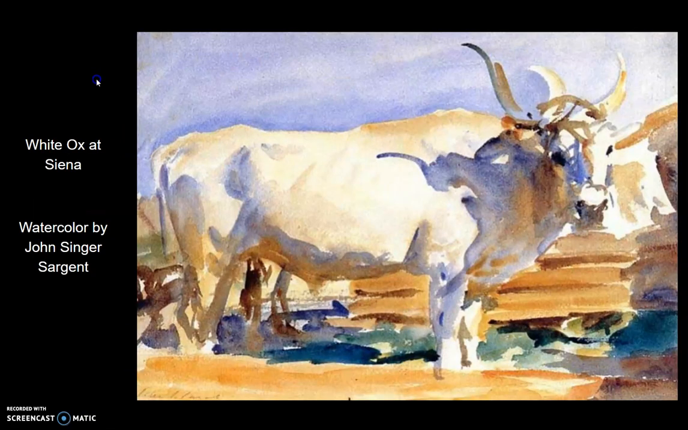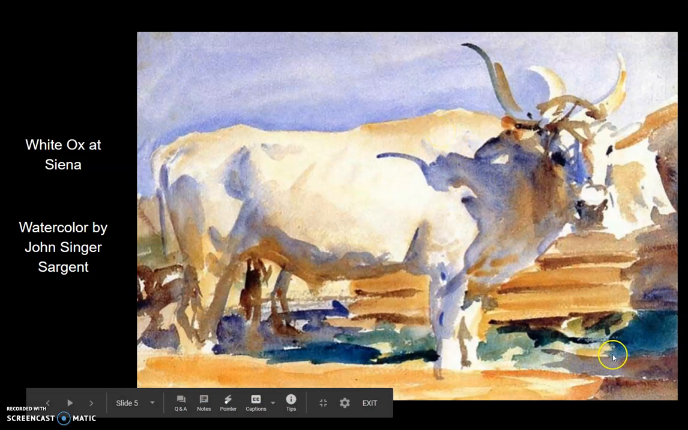Let's take a look at another one. This one is another John Singer Sargent painting. This is called White Ox at Siena. So this one, again, look at the different things he's doing. Limited color palette. He's mostly using that blue and the orange, those complementary colors together, and a little bit of green.